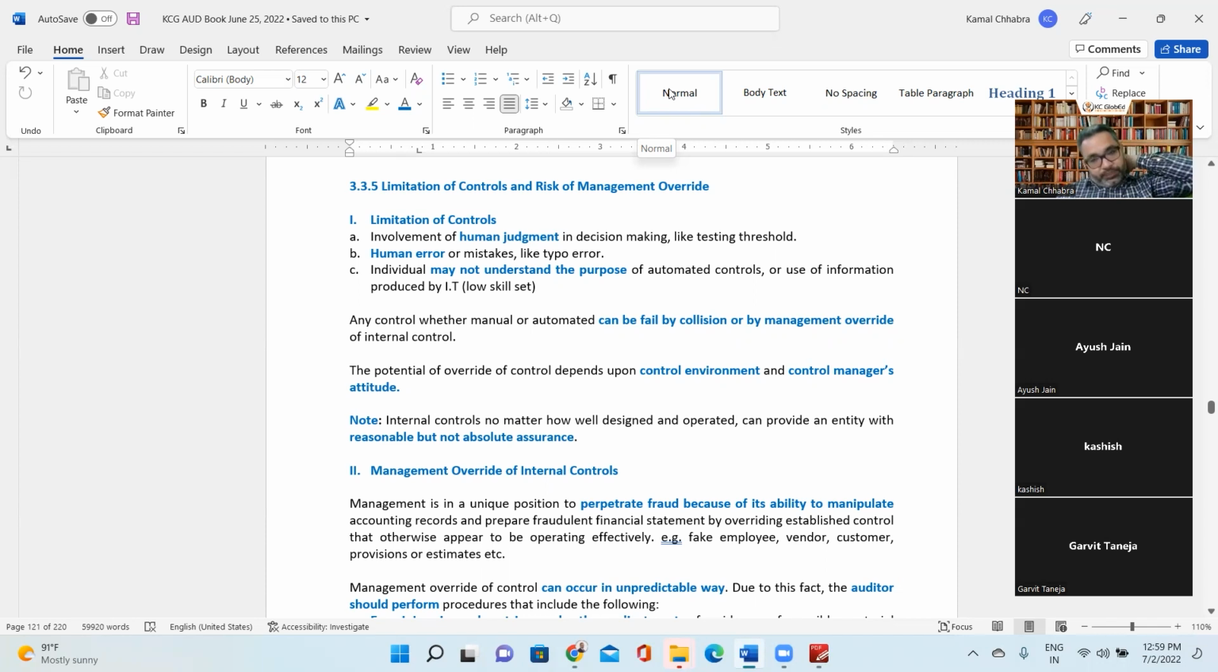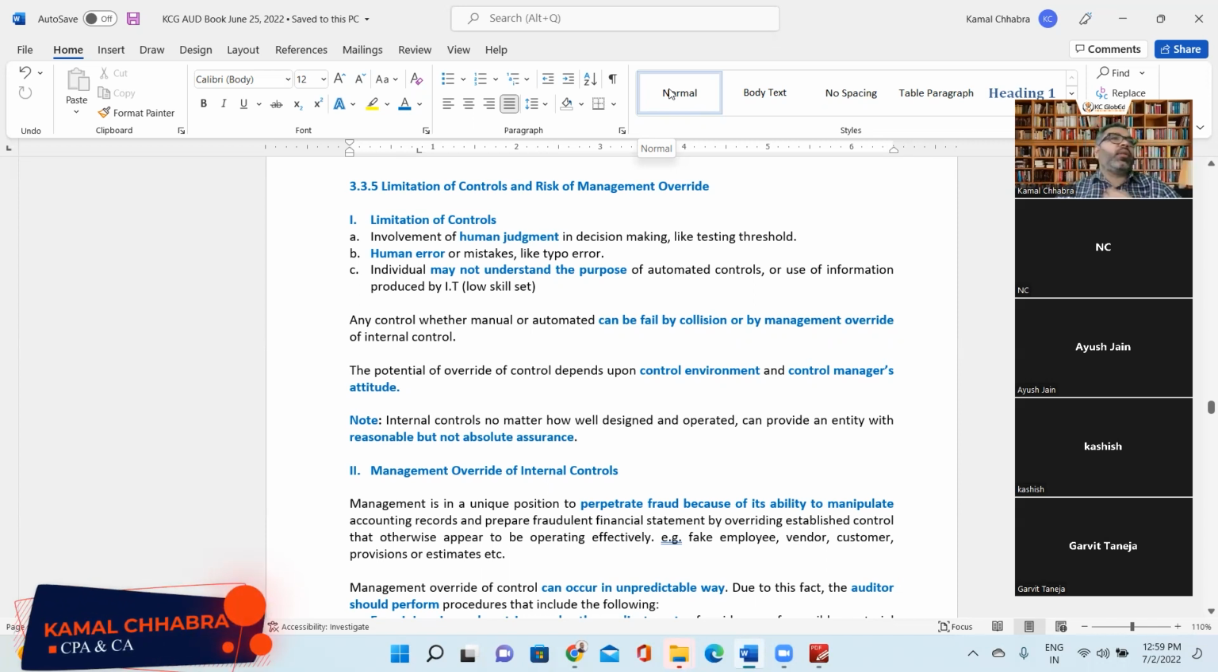Through collusion. So, also, like a 5,000 transaction limit, but here it is 50,000, so the supervisor has approved, and then he has approved. Yes. Absolutely true. In the same way is the management override of control, which we'll be discussing in detail in the second part. The potential of override of control depends upon the control environment and the control manager's attitude.